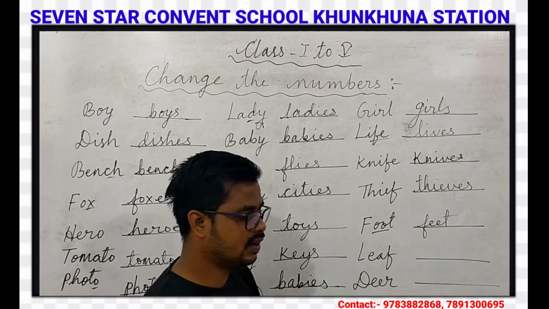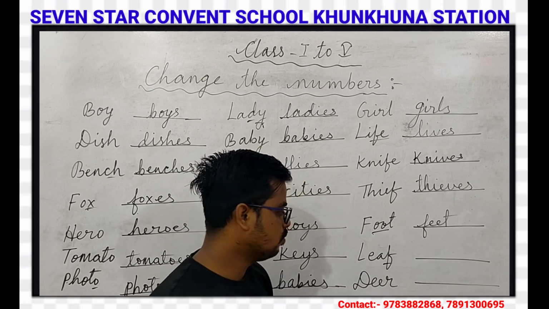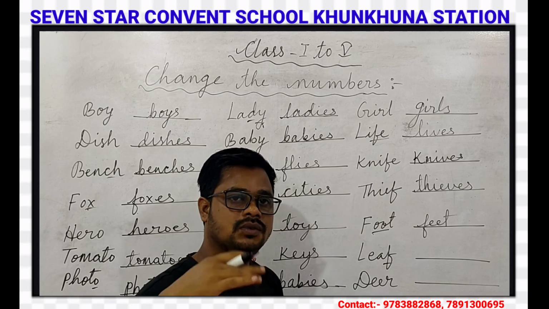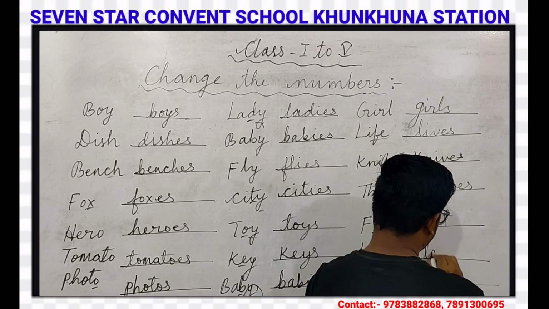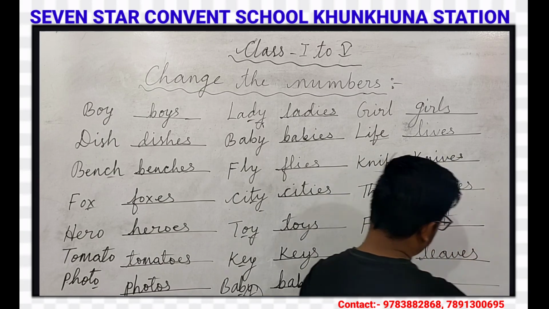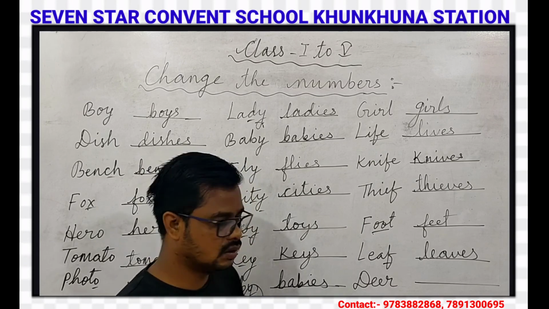L-E-A-F, leaf. Its last letter is F. So we have to remove the F and add V-E-S to make it plural. Leaf will become leaves. L-E-A-V-E-S, leaves.